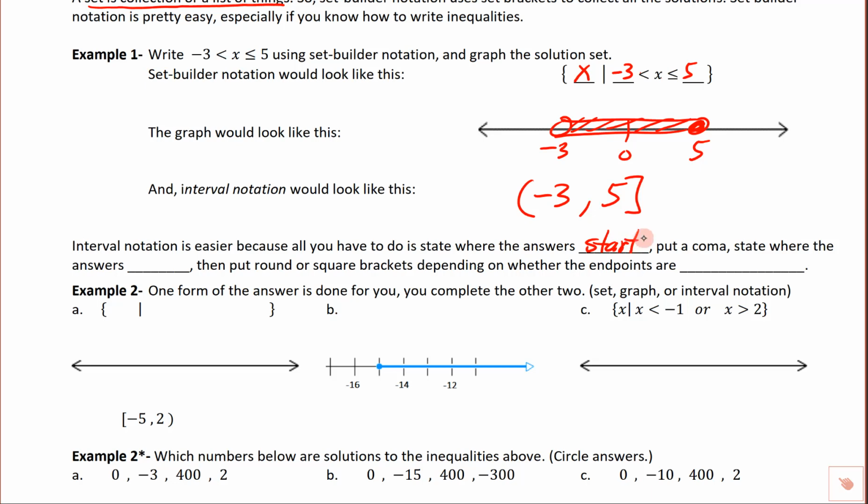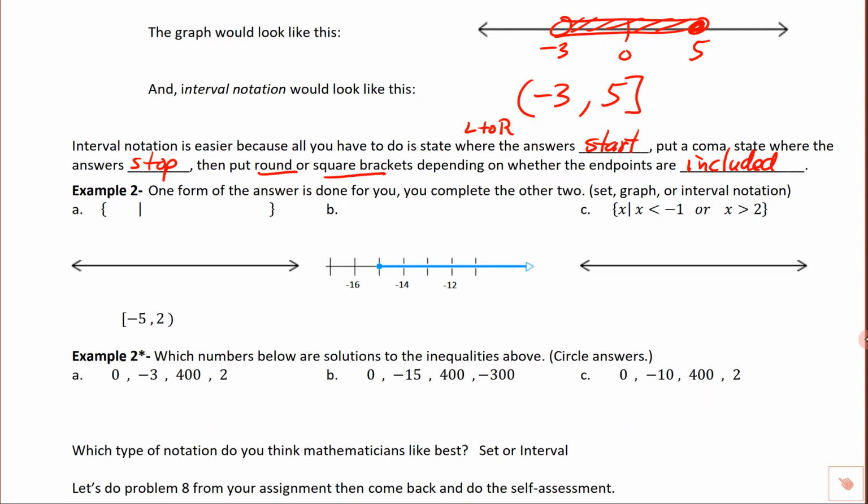And when we say start, what we're talking about is we're going to go from left to right. So we always start down here, and we always put the first one, the smallest one that we come to, if you want to think of it that way. We put that one down first, then a comma, and then we put where the answers stop. Okay, so put down where they start, put down where they stop, and of course we put that comma in between, and then all we have to do is decide whether to use round brackets or square brackets, and that depends on whether the endpoints are included. If they're included, we use a square bracket. If they're not included, we use an open bracket. So we call this a closed bracket, open bracket, round bracket, square bracket, whatever you want to call it, lots of different names.